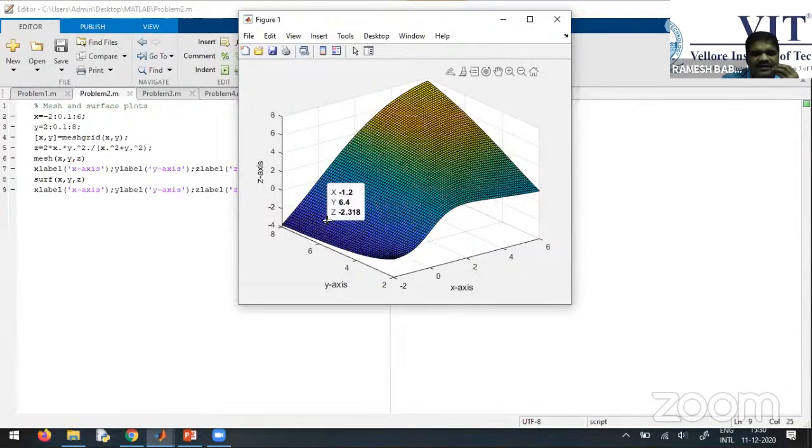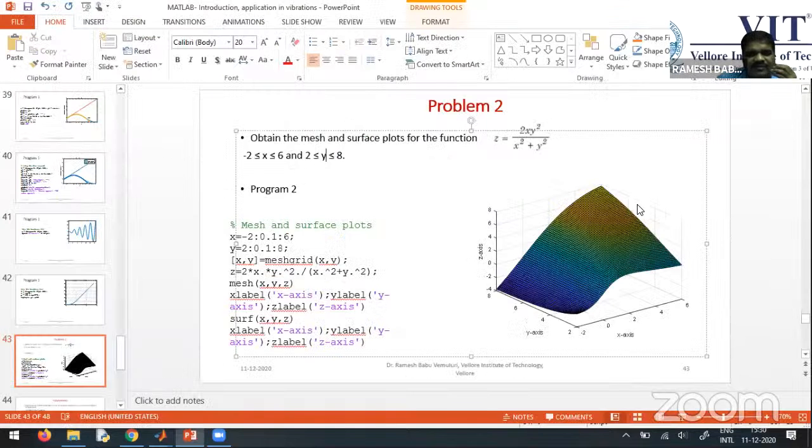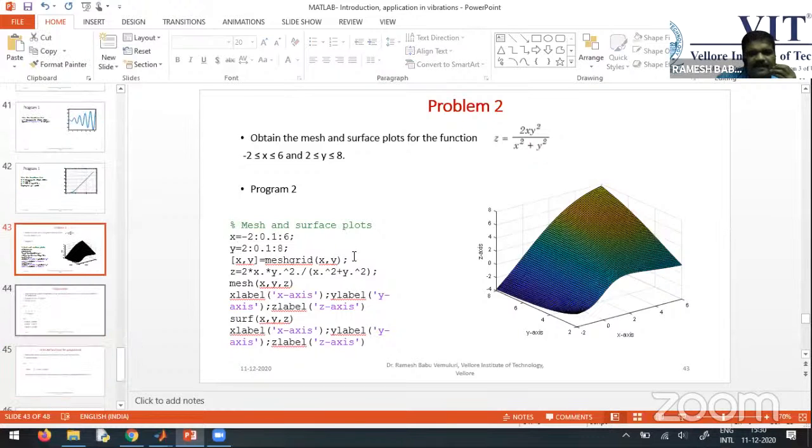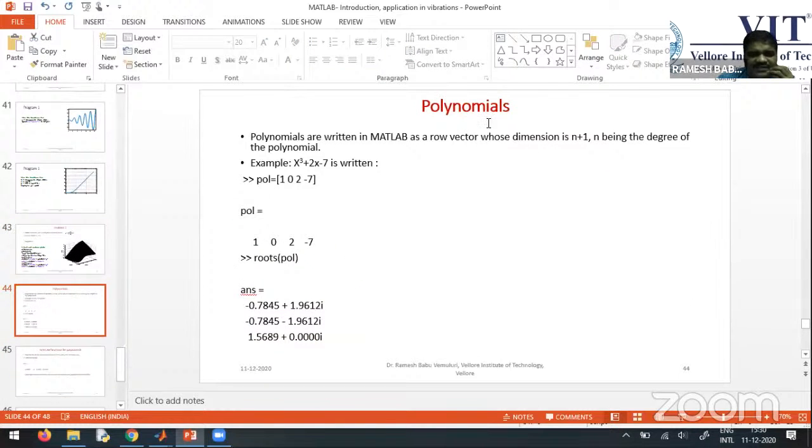Here it won't show, but the coordinates of this particular 3D surface will be given. So like this, we can print some 3D commands or 3D graphs also. Then we'll take these polynomials with equations. Any equation can be solved by using Matlab.